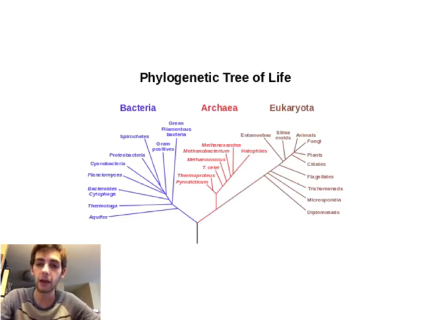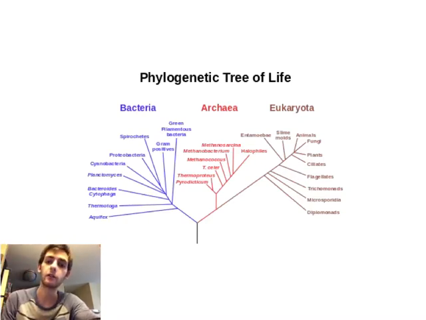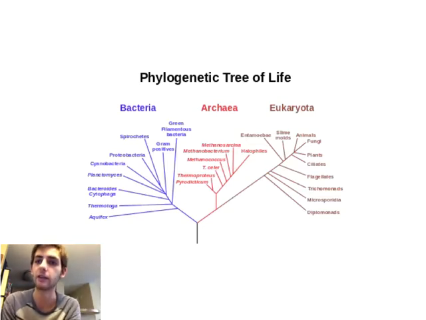Now remember that a domain is the broadest or the largest classification scheme on that hierarchy. So you have domain, kingdom, phylum, class, order, family, genus, species. And so what this diagram here is showing is how these domains are broken up, or what organisms fall under each domain.